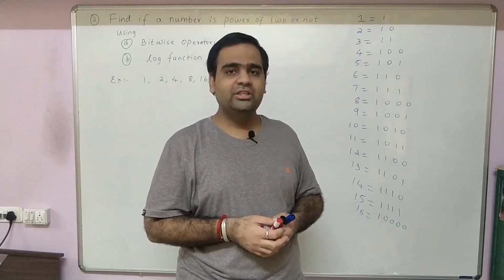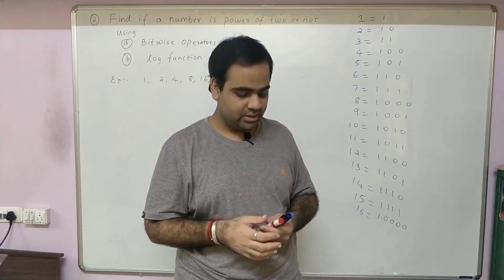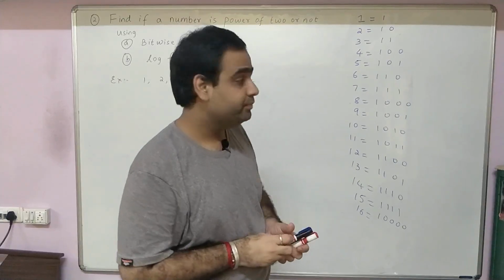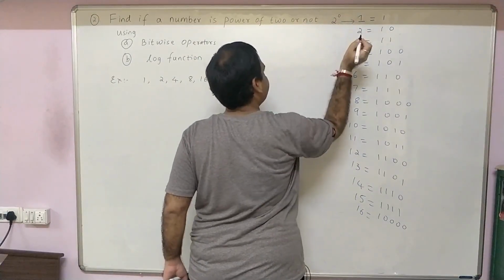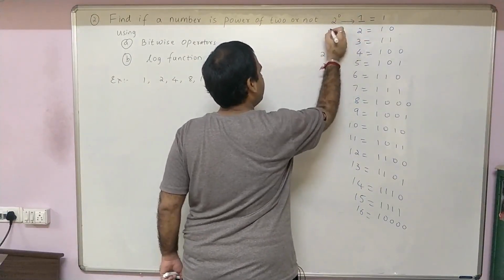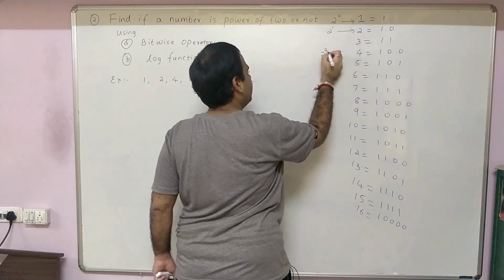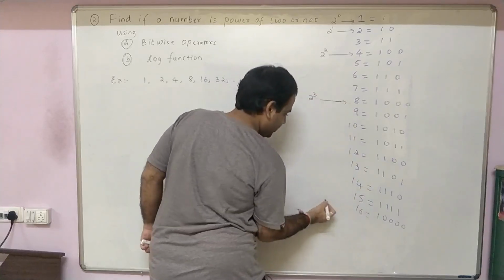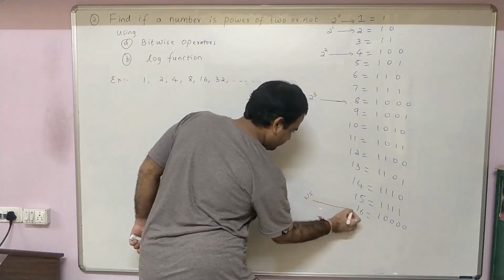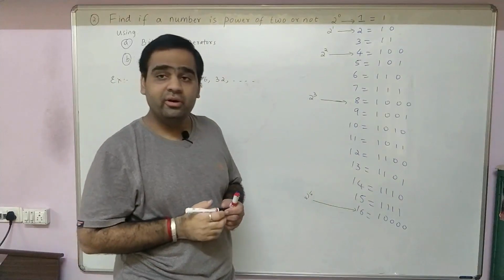What is our observation over here? Can you say what our observation is? This is 2 to the power 0. This number is 2 to the power 1. This number is 2 square. This number is 2 cube. And this number is 2 to the power 4. What is our observation?